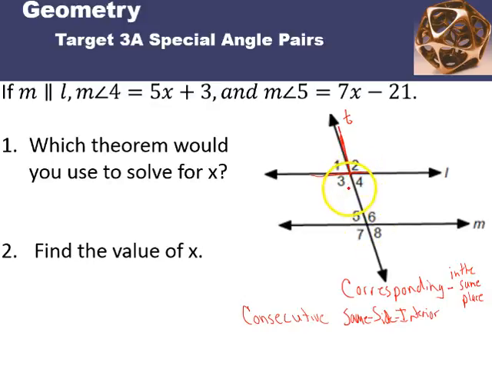So which ones are same side interior? And that's 3 and 5 and 4 and 6. So 3 and 5 is a pair of same side interiors. And another pair would be 4 and 6, right? Okay.